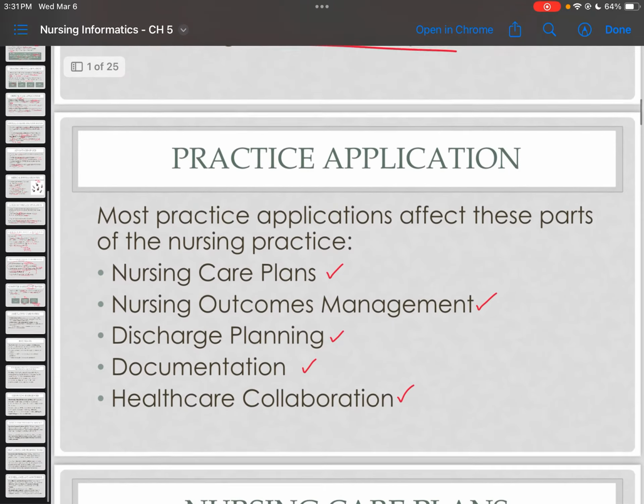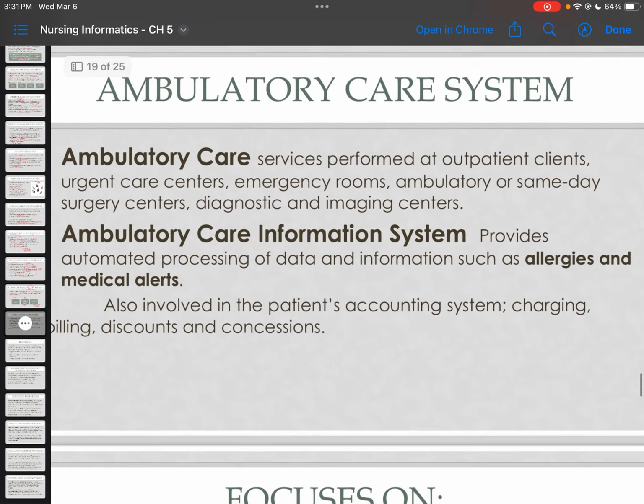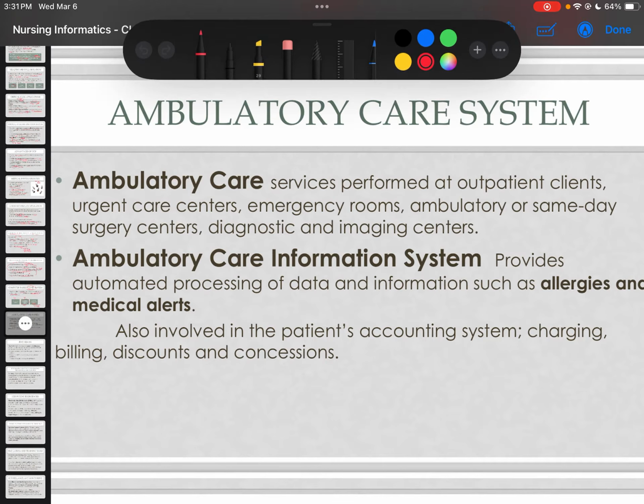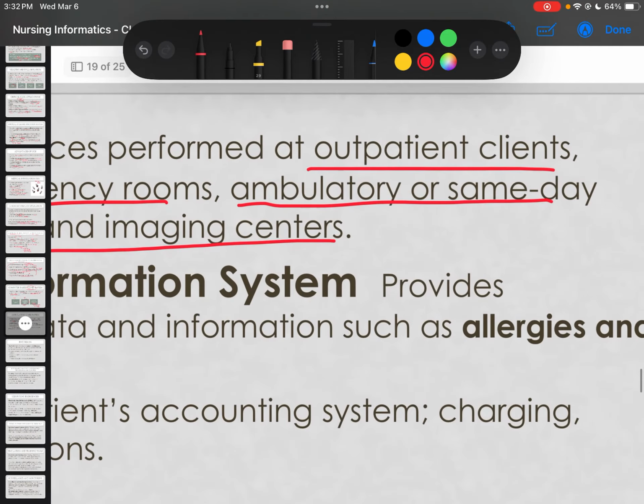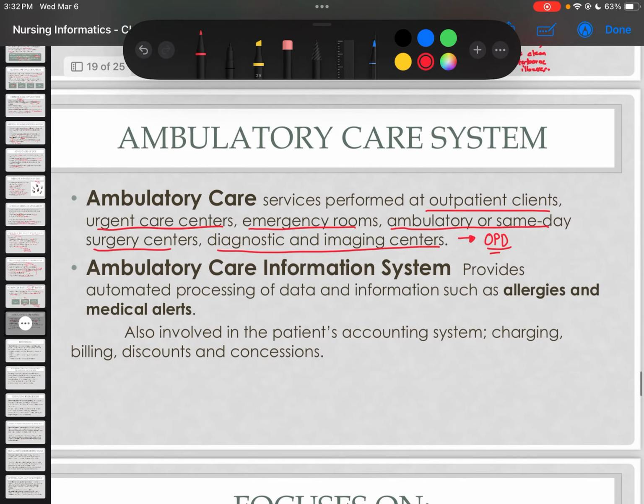Next is our ambulatory care system. Now, ambulatory care class are services performed at outpatient clinics, urgent care centers, emergency rooms, ambulatory or same-day surgery centers, diagnostic and imaging centers. So, mao ni siya class ang mga patient nga naa sa outpatient department. When we say ambulatory class, it means they can leave after their procedure.